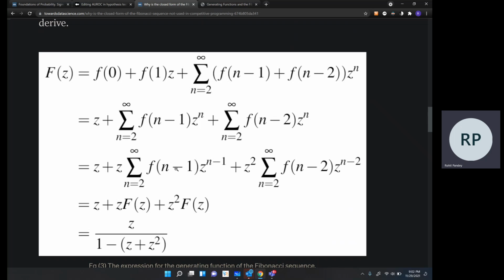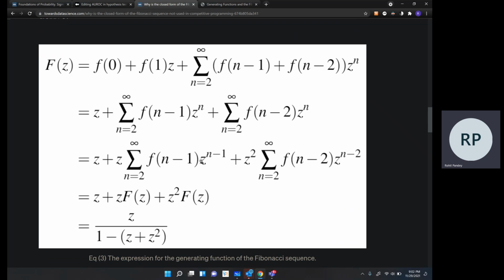And this is where the reindexing comes in, and you'll see why we separated these two terms out, because now we can just say let n minus 1 be something else, right? Let n minus 1 be m, and then you get f m z to the power m, right? And the summation goes from, instead of going from 2, it goes from 1 to infinity.